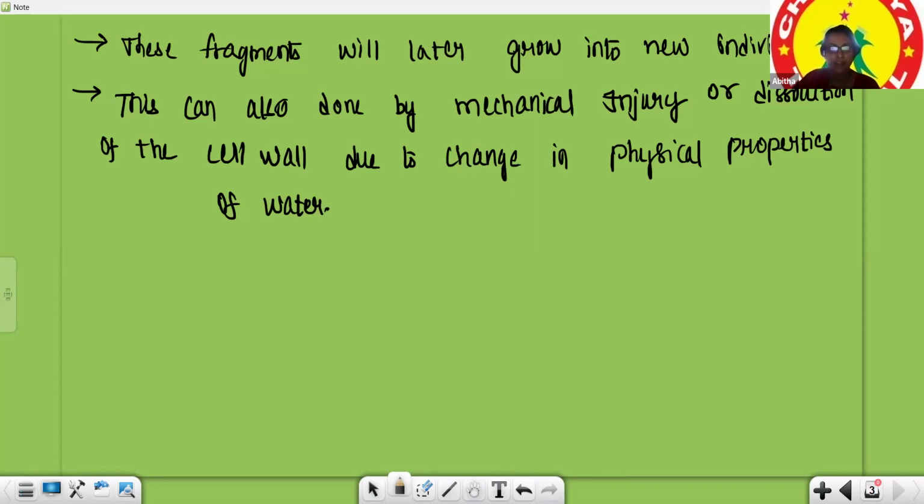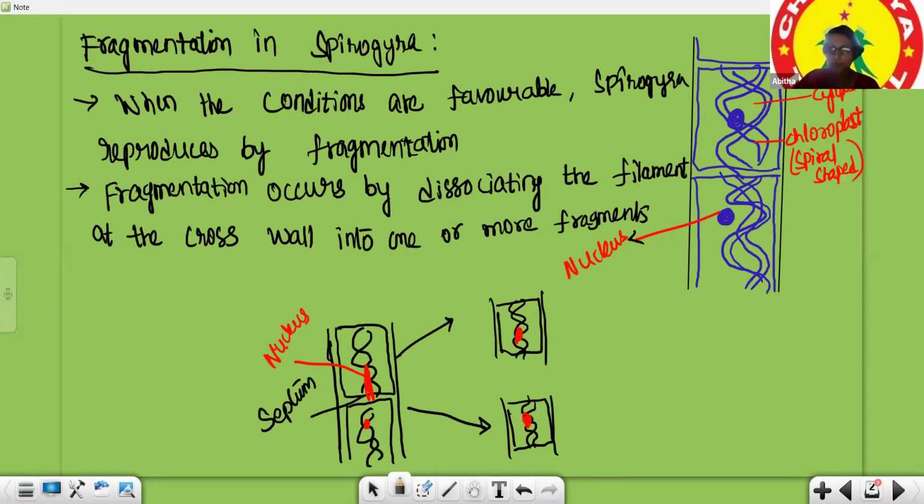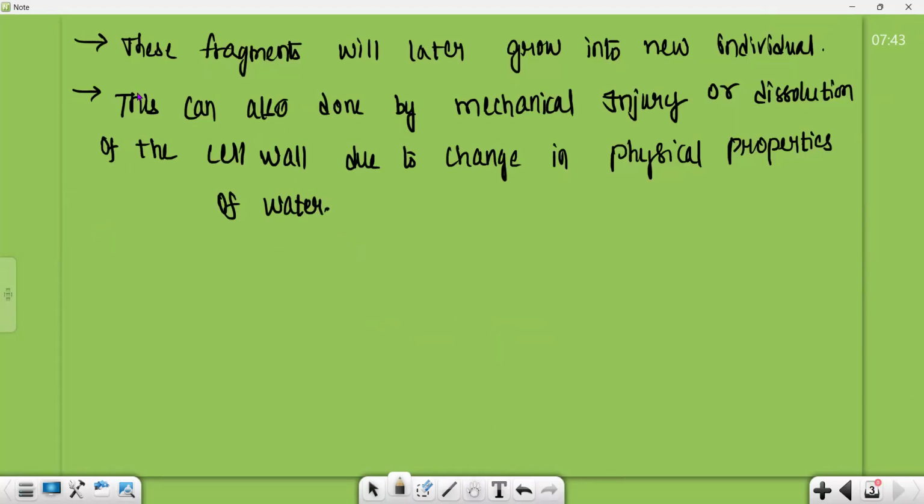Clear with the concept of fragmentation, students? Fragmentation in Spirogyra. Yes, ma'am. Everybody done with the writing part? Made your notes? Ma'am, just the last sentence. One second.